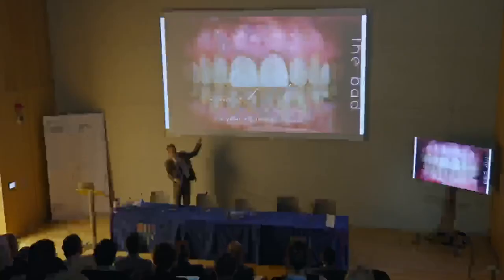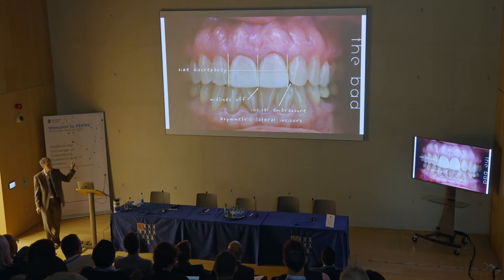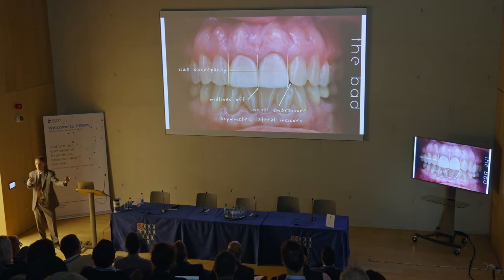And especially not on this one, because if you look at the size of the teeth, there's a size discrepancy between the two centrals, okay? And if we make the left one the proper size, it's gonna shift the midlines off even more, okay? Other things, gingival heights are off, okay, they're a little bit off between the two.